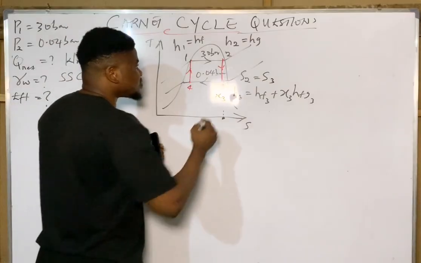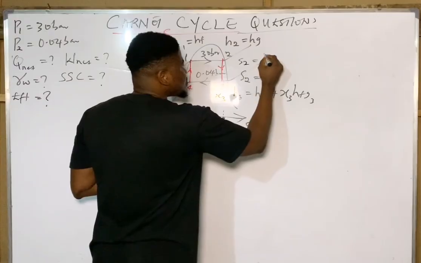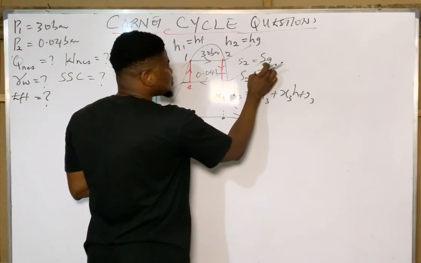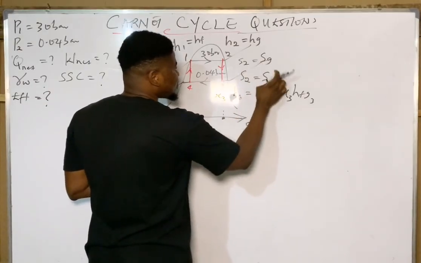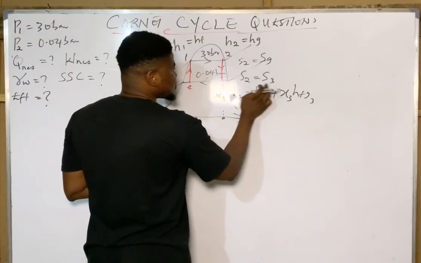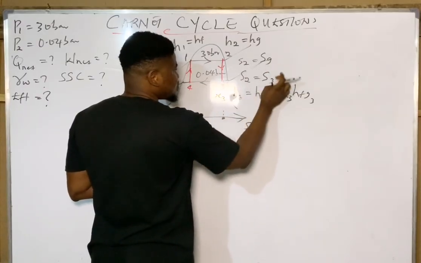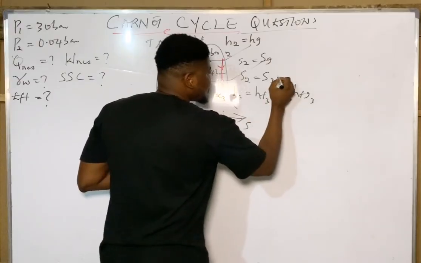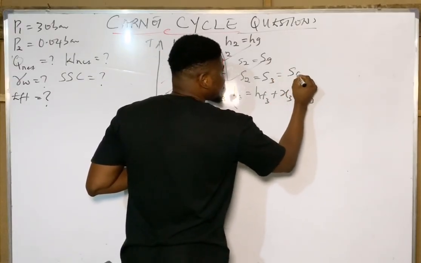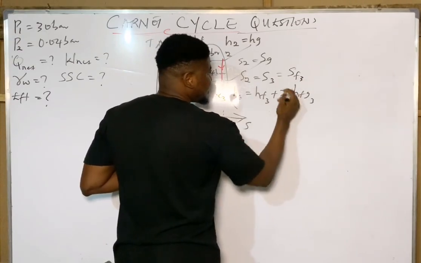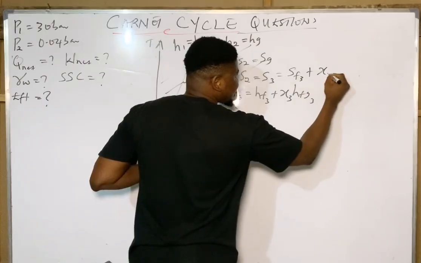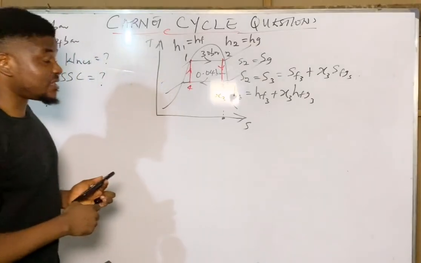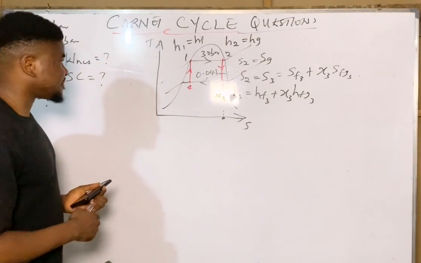Now the entropy at state 2, S2, is equal to what? Sg. Just like H2 is equal to Hg, S2 is also equal to Sg. With this, we can relate this equation together. If we know Sg, that's S2, then we can find X3 from there. S3 is simply Sf3, basically the same equation but different parameters, plus X3 Sfg3. So from here we can get our dryness fraction, but let's get into it and see.